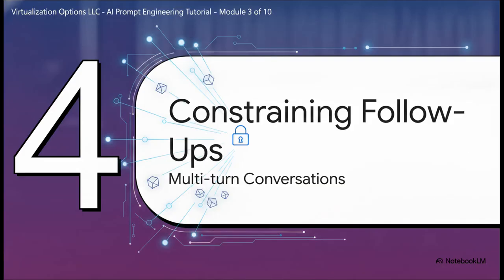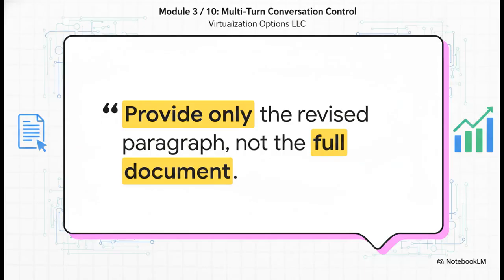Now let's shift to Section 4, constraining follow-up responses. We're talking about the back-and-forth iteration phase, which is where a ton of tokens get wasted entirely by accident. Picture this. You've asked the AI to draft a 5-page business memo. It does a great job, but there's just one paragraph on page 3 that needs a tone adjustment. If you just type, "Fix the tone in paragraph 3," the AI is very likely going to rewrite and regenerate the entire 5-page memo just to give you that one little fix.